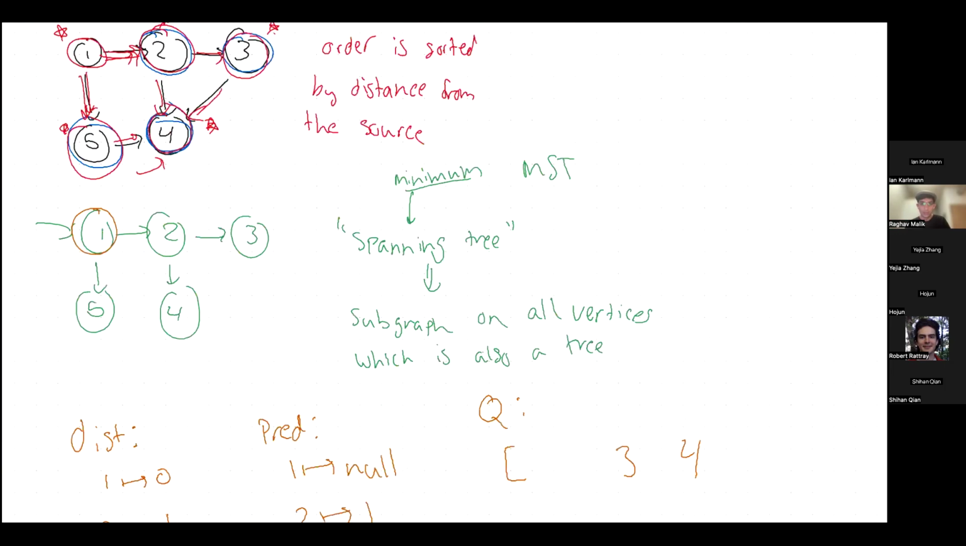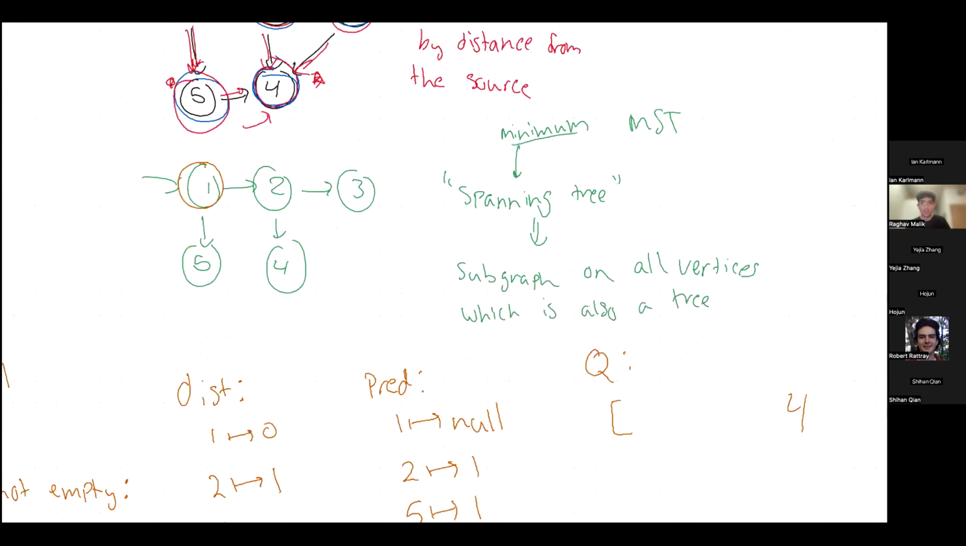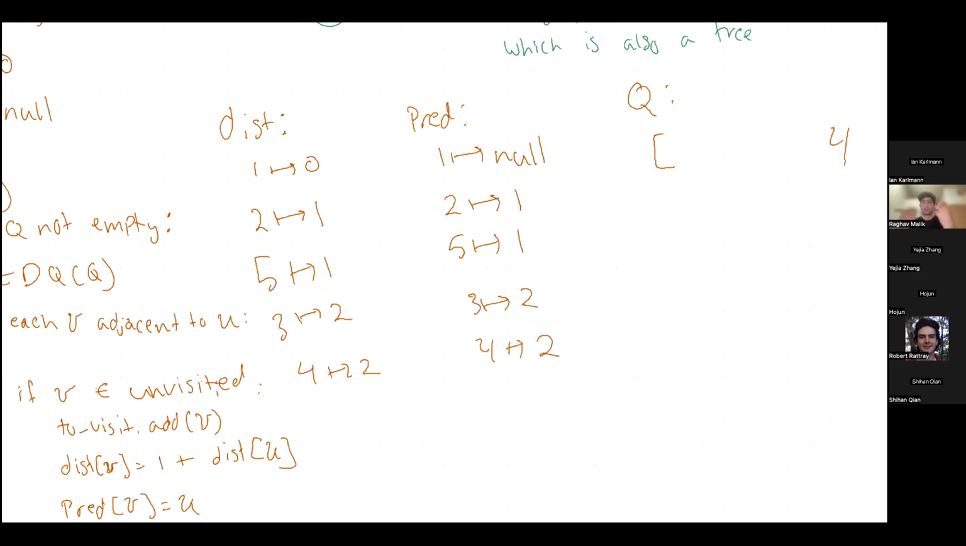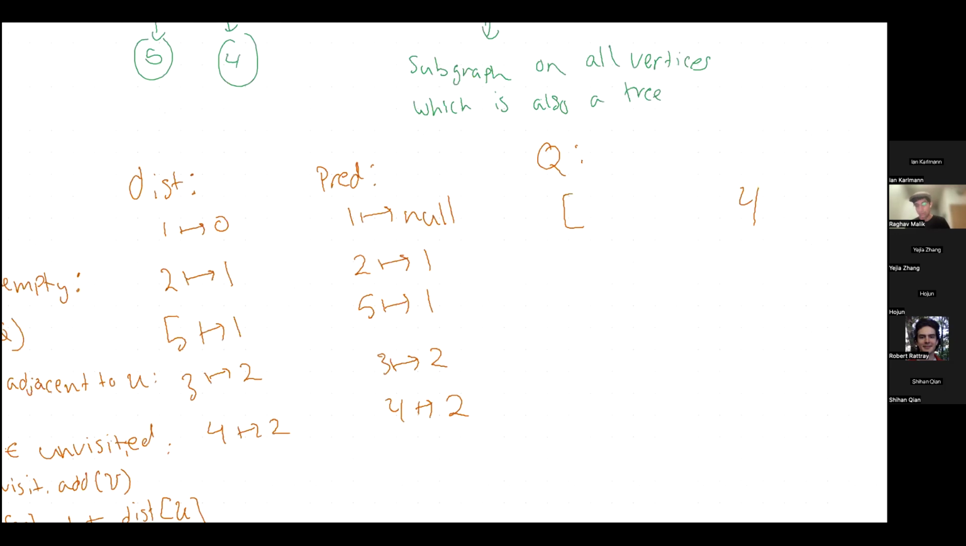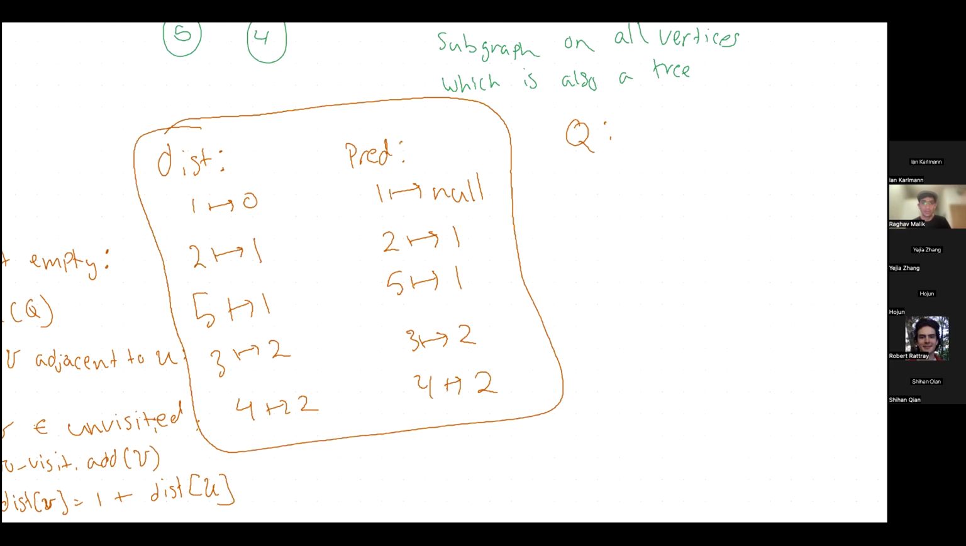I dequeue 3. I look at all of its adjacent things. I see 4. Again, 4 has already been processed, so I don't do anything with it. And that's all of it. I dequeue 4. There's nothing adjacent to it. So I'm done, right? And so now I have this table of distances and this table of predecessors.